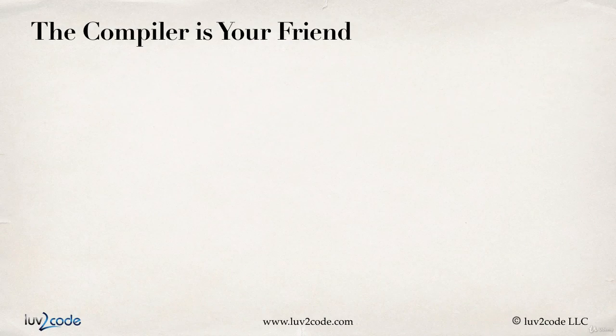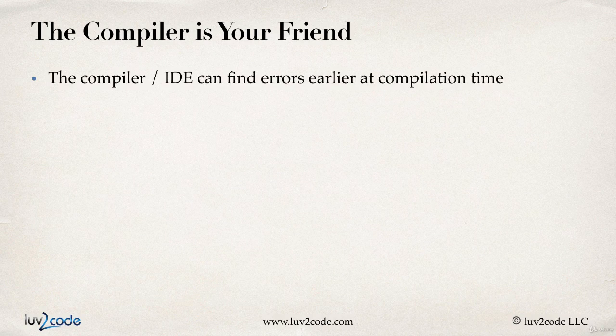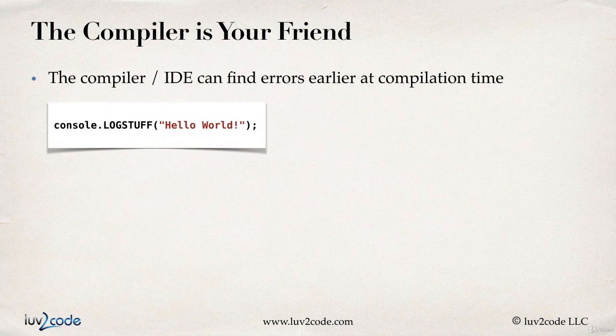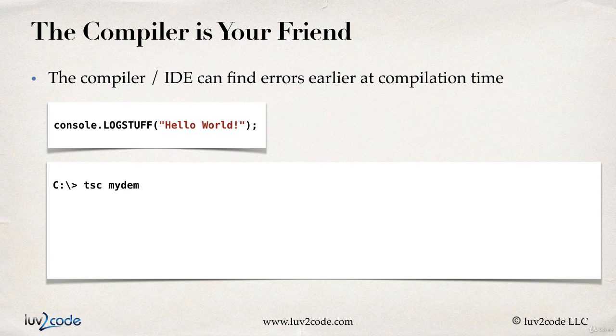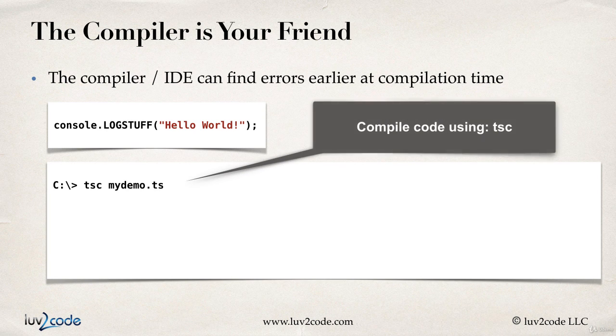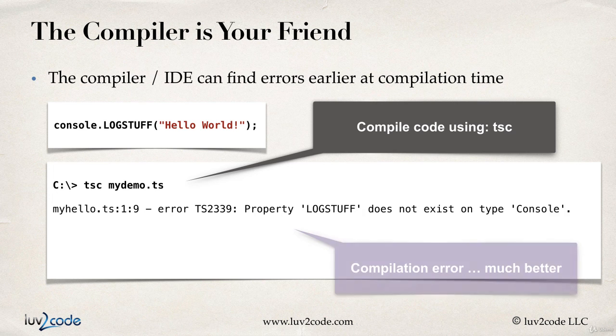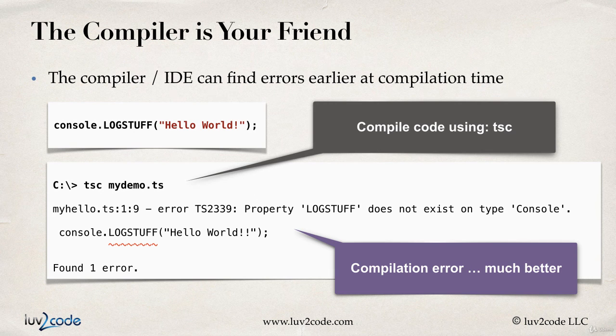So you may wonder, well, why do we even compile? Well, the compiler is your friend. The compiler or IDE can find errors at compilation time. So if I were to write some code here like console.log stuff hello world, and run tsc mydemo.ts, compiling the code here, then it'll tell me, hey, this property logstuff does not exist, and so on. So this is very good. You want to find your errors earlier as opposed to regular JavaScript where you would only find the errors at runtime. So again, the compiler's your friend, it helps you find the errors early to save you a lot of time and headache.